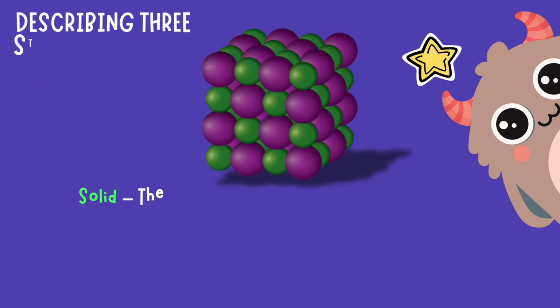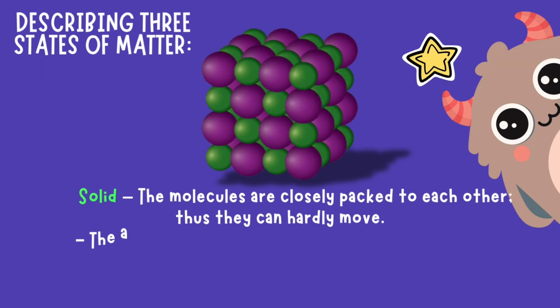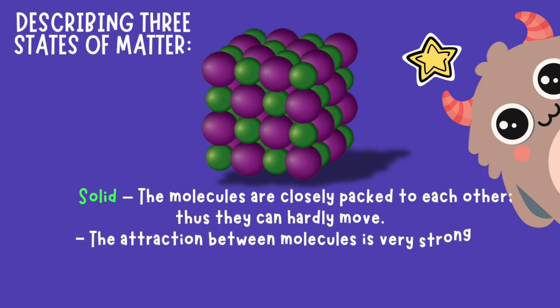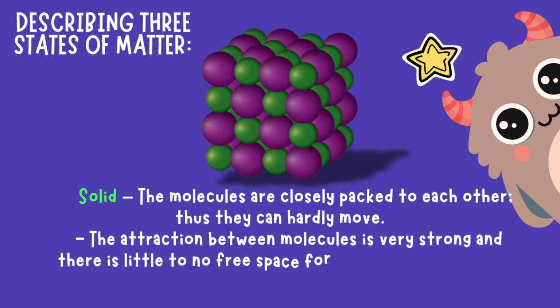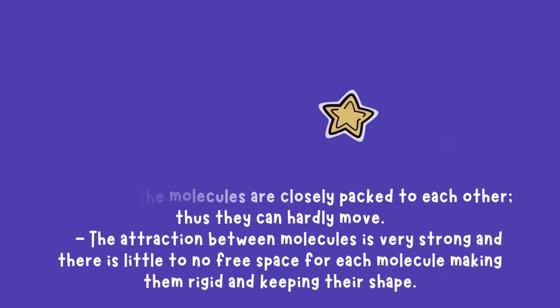Okay, so let's start off by describing the 3 states of matter. So let's start with solid. Solid, the molecules are closely packed to each other, thus they can hardly move. So they are really stuck together. The attraction between molecules is very strong and there is little to no free space for each molecule, making them rigid and keeping their shape. So based on the picture, they are very closely packed. Really stuck together. So little to no space available for them to move. Alright, so that is solid.